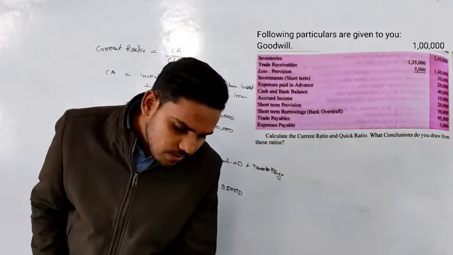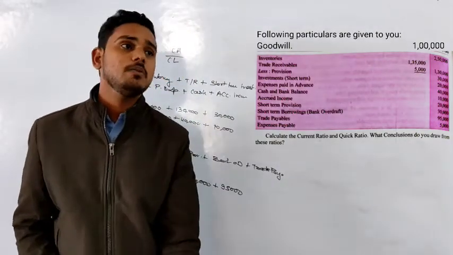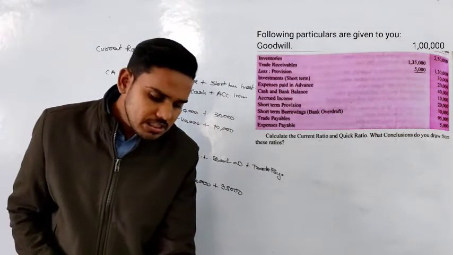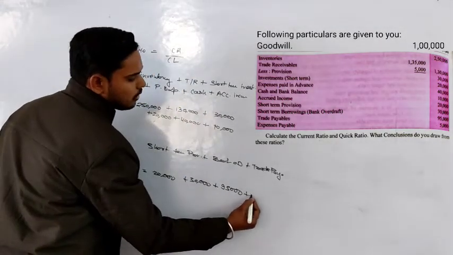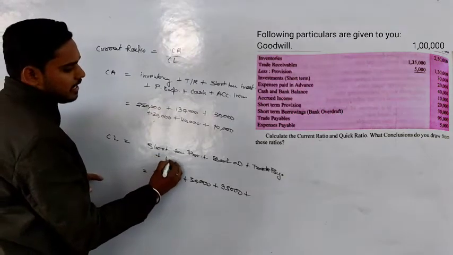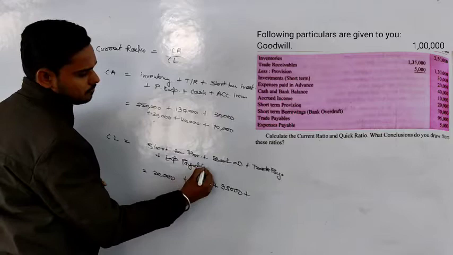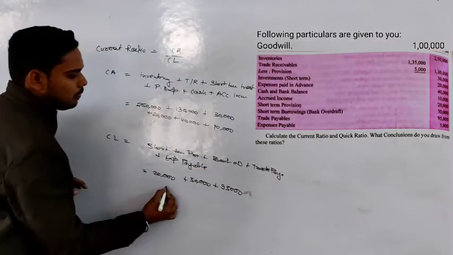Okay. And lastly, we have expenses payable. Expenses payable means we have to pay, but we have not paid yet. Right? That is outstanding expense. That is also a current liability. We can add here as expense payable, 5,000. Yes. So that will be 5,000.